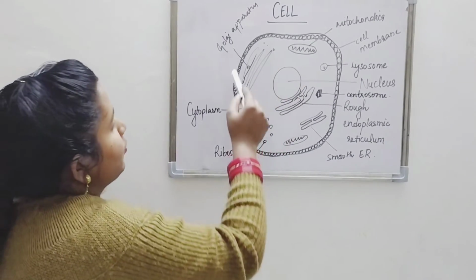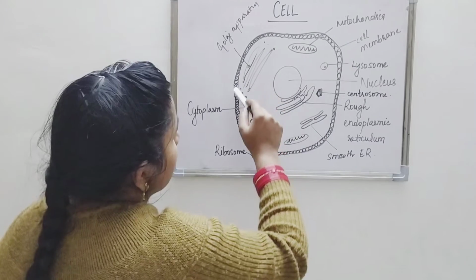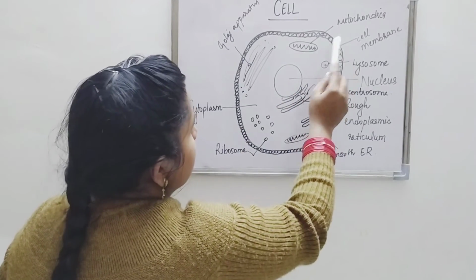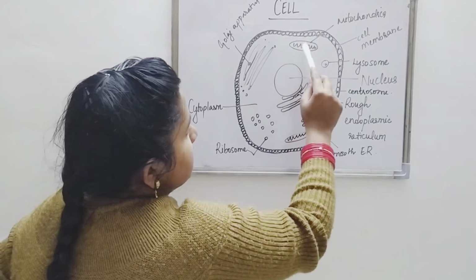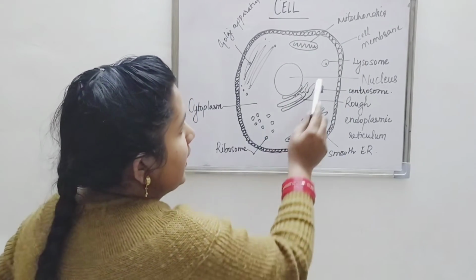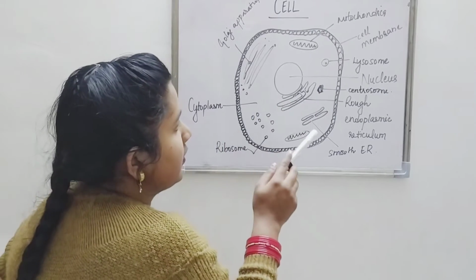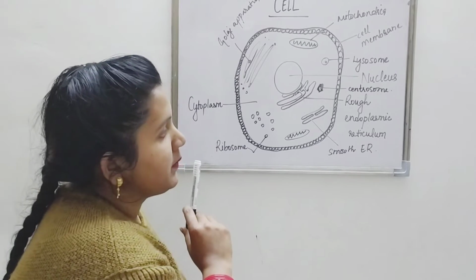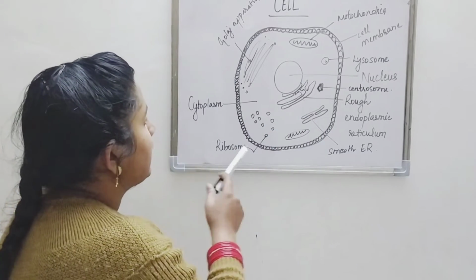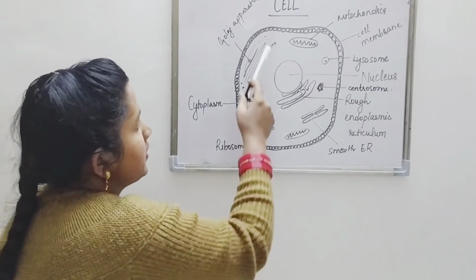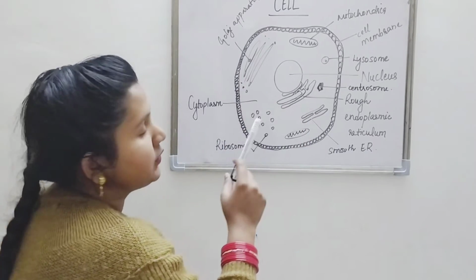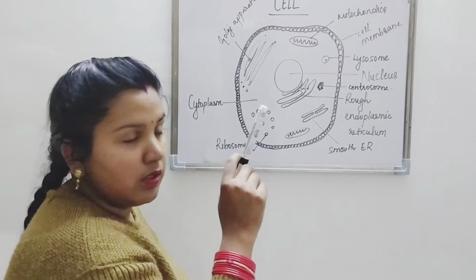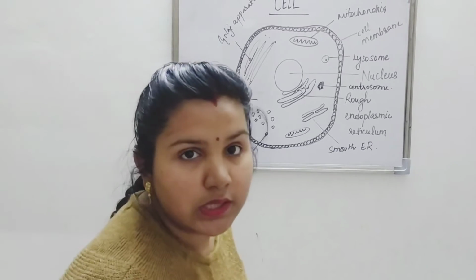So there is an outer covering which is going to cover the cell. This is called the cell membrane. There is a fold-like structure present. This is called mitochondria. Lysosome is present. Nucleus is present. There is rough endoplasmic reticulum and smooth endoplasmic reticulum. Centrosome is there. Ribosome is there. Cytoplasm is the liquid structure which is present in the cell. This is the Golgi apparatus present in the cell. So there are so many parts we are going to discuss.